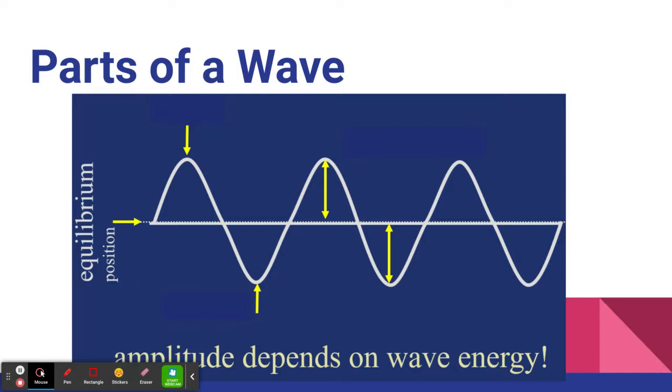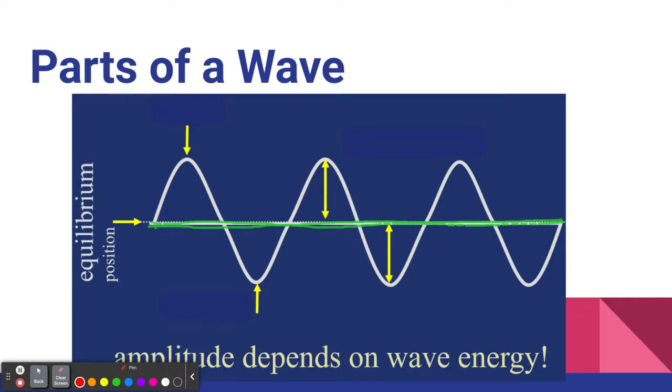Okay, so I've got to first point out the equilibrium point. I'm going to make the equilibrium point green. The equilibrium point is this straight line right here. The reason we want to keep track of the equilibrium point is because this is the resting position of our medium. So if this is a rope, that's what the rope would be while it's just sitting there before we put any energy in it. That's what it used to be.